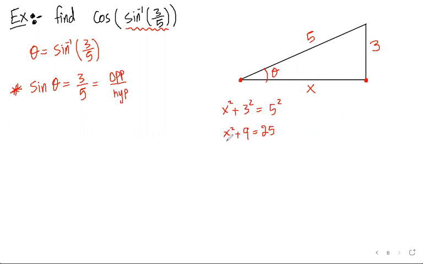I have to find the value for x. So x squared equals, subtract 9 from both sides, 25 minus 9 is 16. So x squared equals 16. Now we take the square root for both sides. I get x equals the square root of 16, which is 4. So the value for x here equals 4.